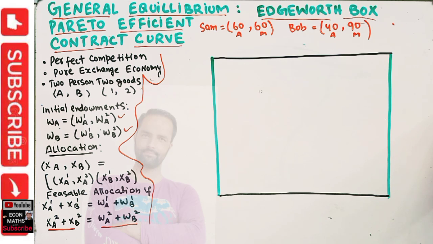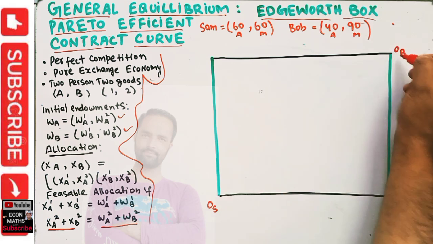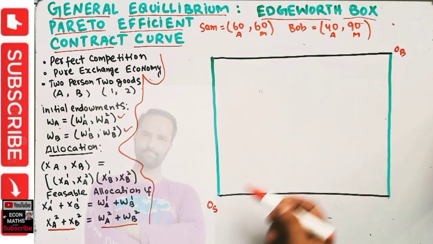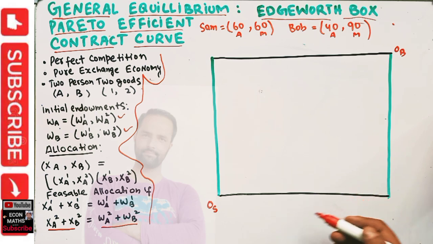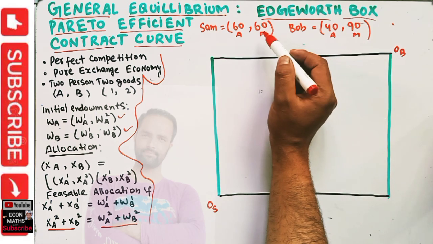Let us say this is the origin of Sam. Let me write it here, origin of Sam, and this is the origin of Bob. On these black lines, we measure the total endowment of mangoes. Let us say how many units of mangoes we have.